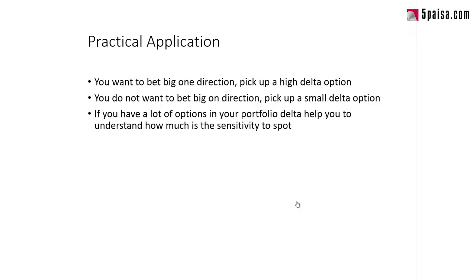So practical applications, if you want to bet in one direction big time using an underlying view, you have to pick up a high delta option. If you do not want to bet big in one direction, pick up a small delta option. If you have a lot of options in your portfolio, your delta will help you understand how much is the sensitivity of your portfolio to spot, right? So this is the application of delta.